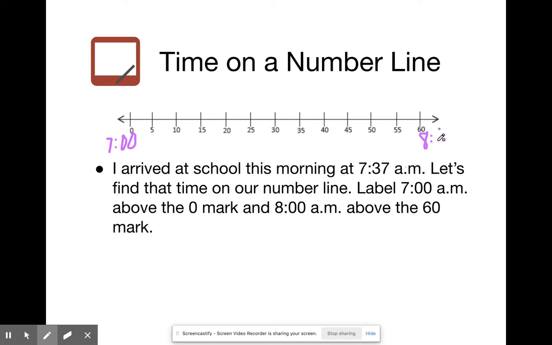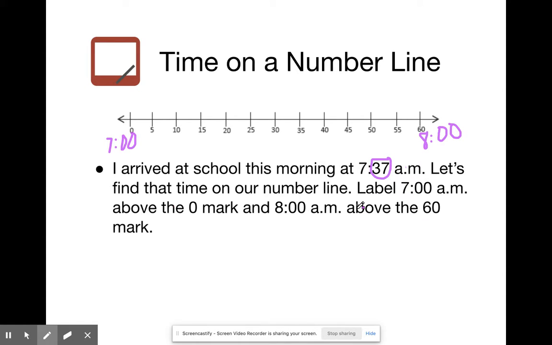So make sure, you shouldn't have to redraw a number line. You should still have that on your desk. And 8 o'clock, but do put 7 o'clock and 8 o'clock. Now, I arrived at school this morning at 7:37 a.m. Let's find that time on our number line. So I know that 7:37, let's just look at the minutes, 37. That's going to be between which two numbers?